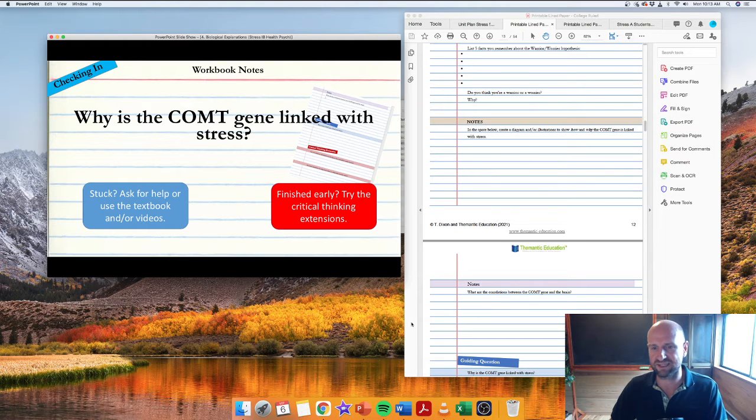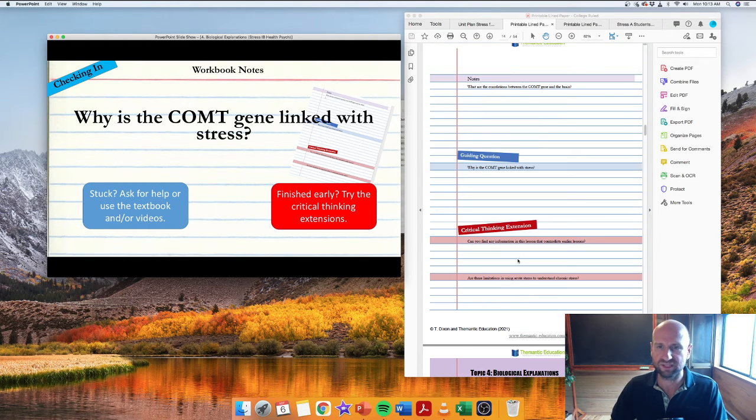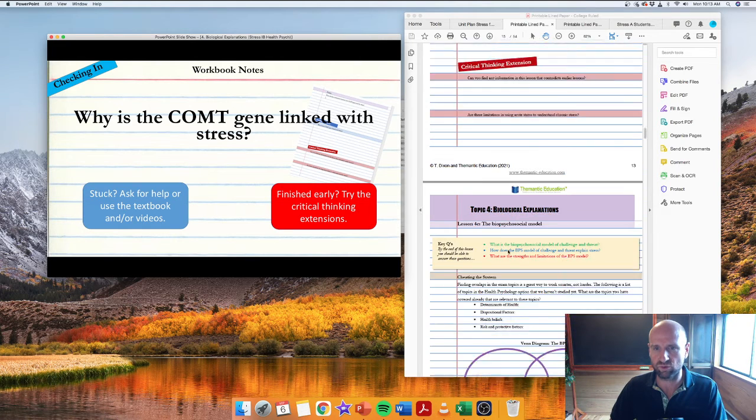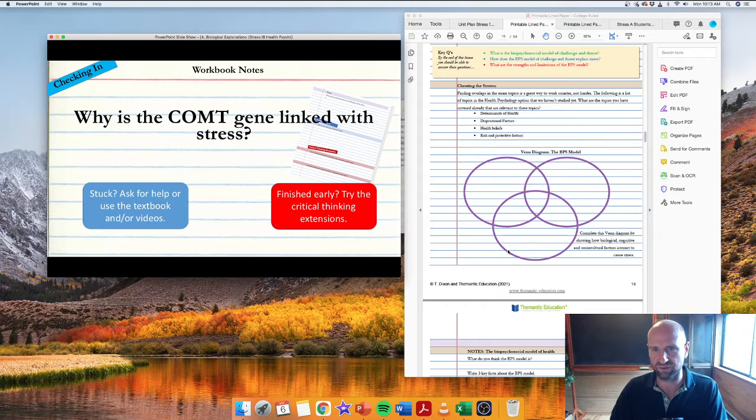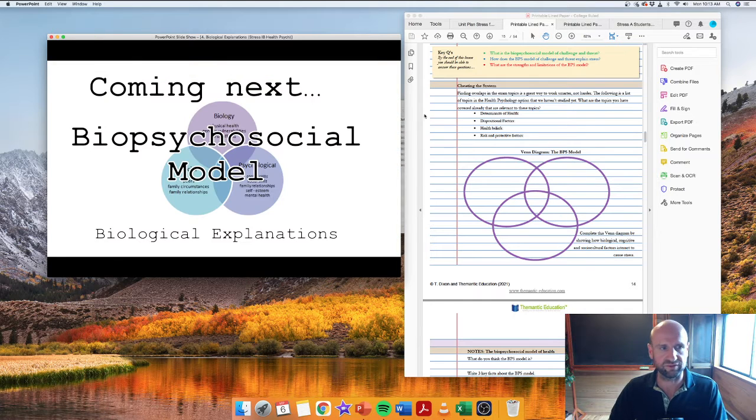Anyway, so students should be able to answer that in their workbooks. Would love to hear what you think about the new workbook design, by the way. I tried to make it so it looks more appealing, easier to use, and also easier to use digitally and also in print for teachers as well.